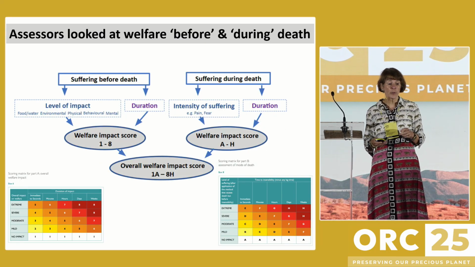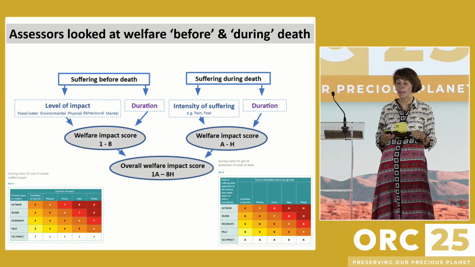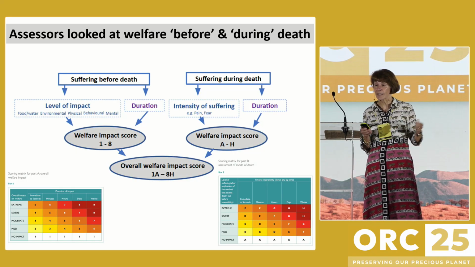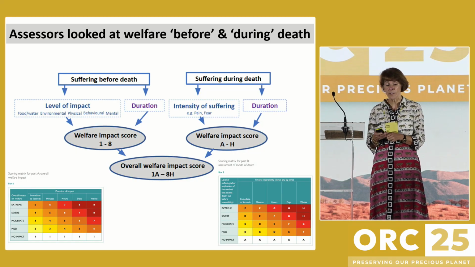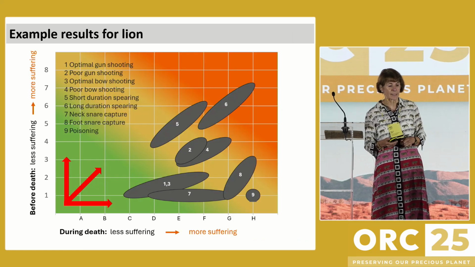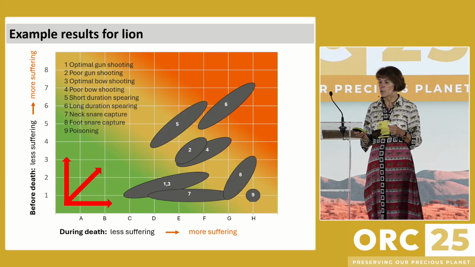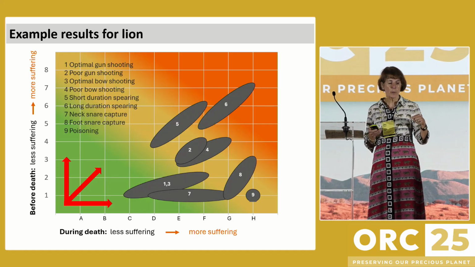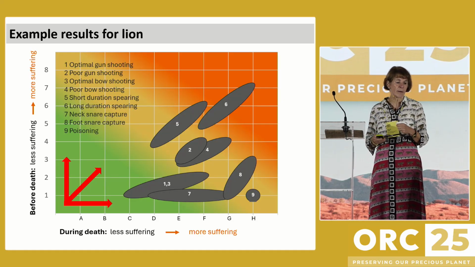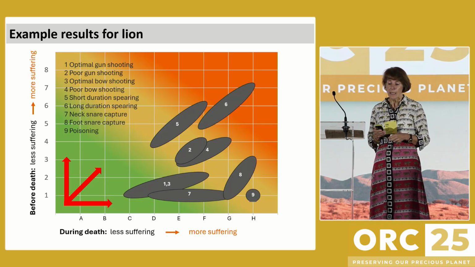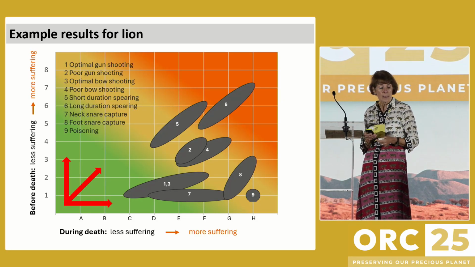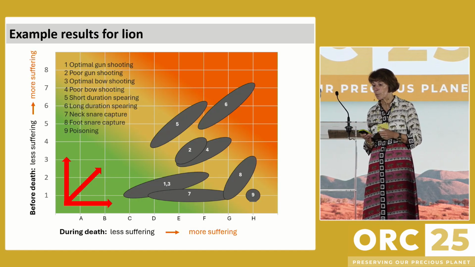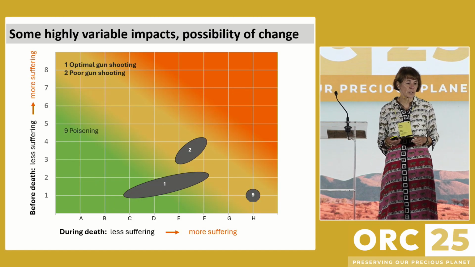So they did this through a process of getting assessors to look at welfare before and during death and coming up with a welfare index, combining the suffering before death and suffering during death. These are some preliminary results from their study that's comparing optimal gun shooting with poor gun shooting, with spearing, bow shooting, poisoning. And it shows you, for lions in particular, overall, that the highest welfare deaths were brought about by good gun shooting and good bow shooting, and the rest were long-duration spearing.